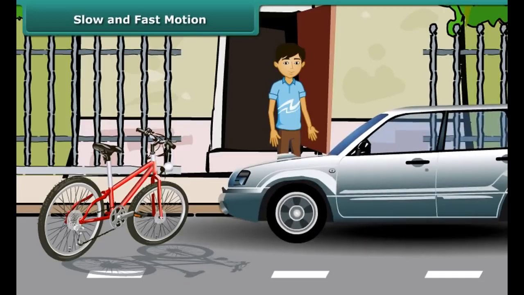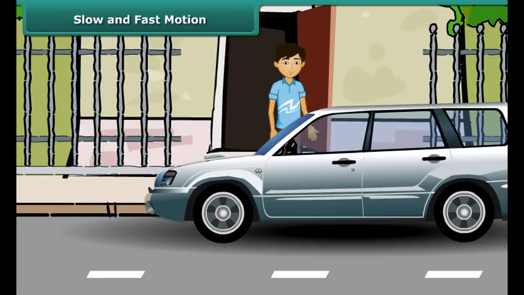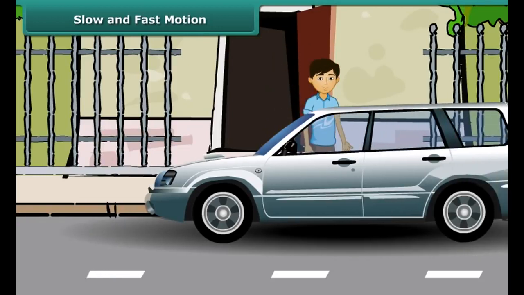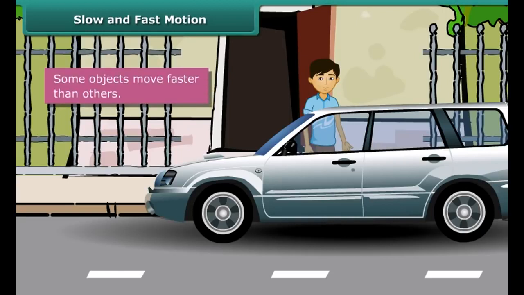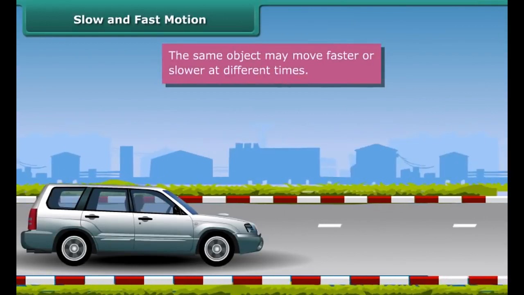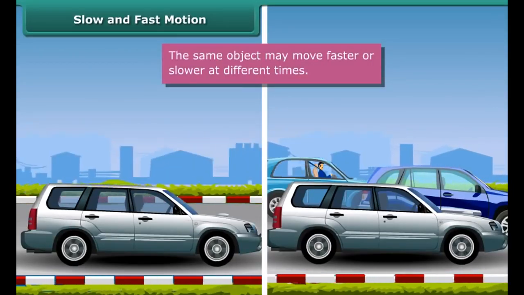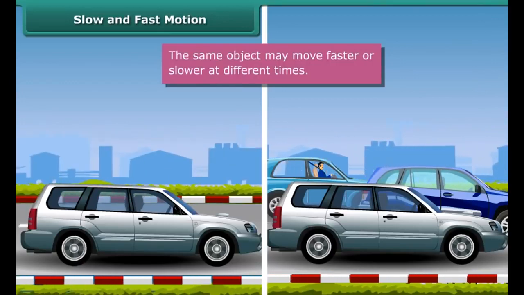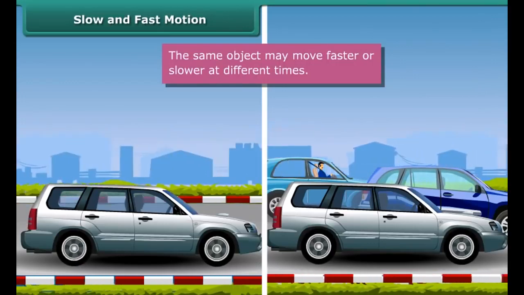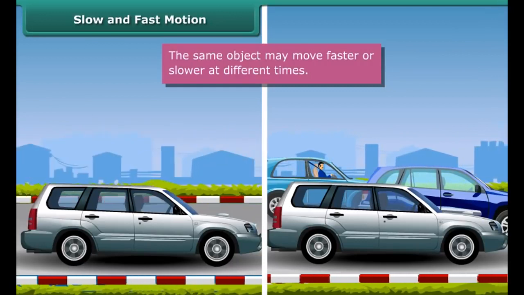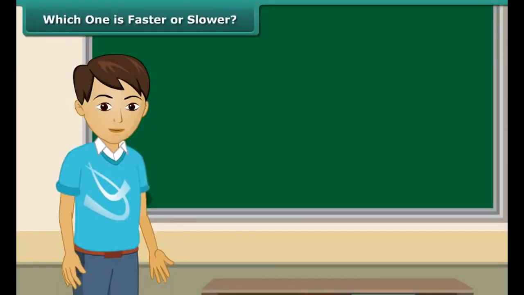Suppose you have an appointment with your doctor at 5 in the evening. It is already 4:30 p.m. and the doctor's clinic is 5 kilometers away from your house. You have the choice of either cycling down or taking a taxi to the clinic. What will you do? Correct. You will take a taxi because a taxi is faster than a cycle. So we can say that some objects move faster than others.